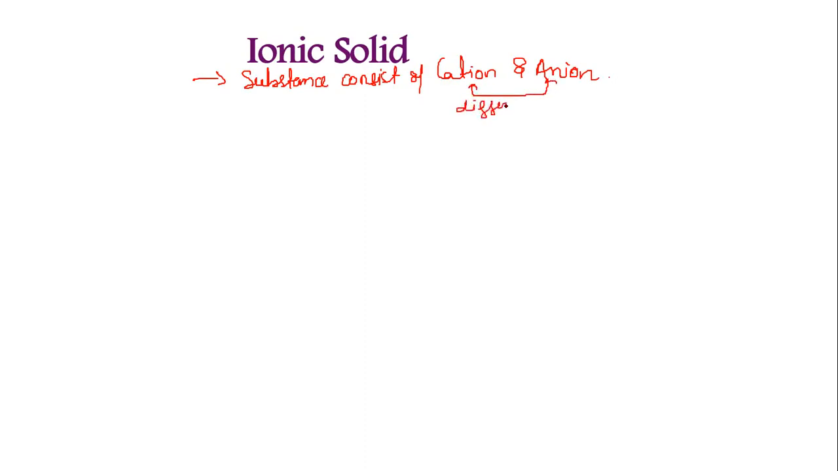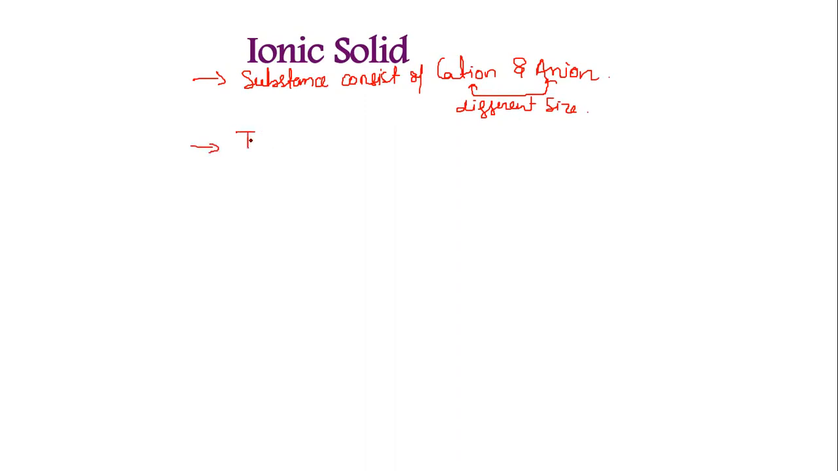So this was all about molecular solids. Now next we'll move on to ionic solids. Ionic solid itself says the bond here is an ionic bond. So in this solid we have substances consisting of positive and negative ions, of cation and anion. And their sizes will be different.